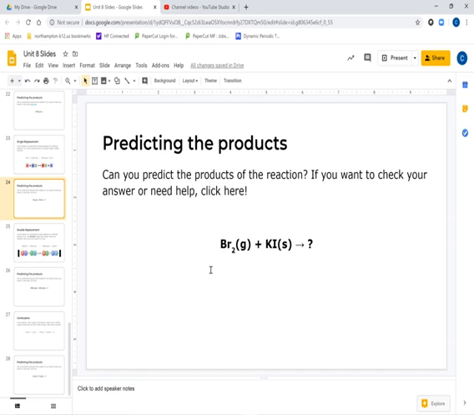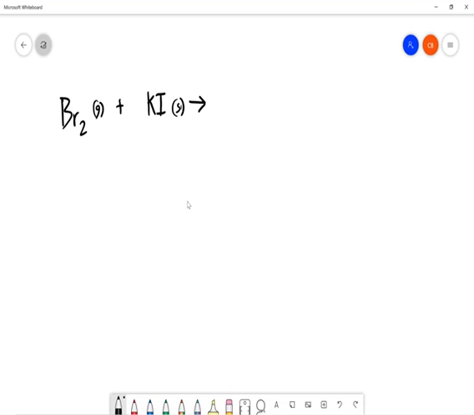In the practice problem that I've asked you to do, we have diatomic bromine gas plus potassium iodide as a salt, and produces what? Let's take a look. Now, again, as the previous problems have done, we should break this up into ions so we can see what might react with what.